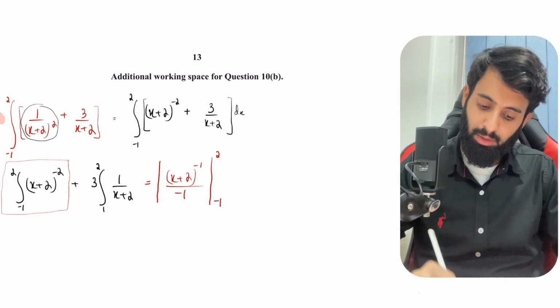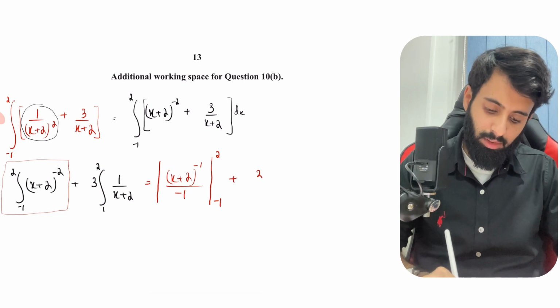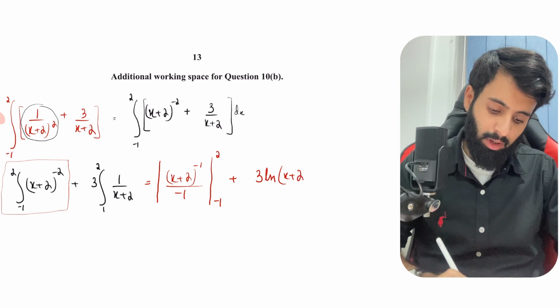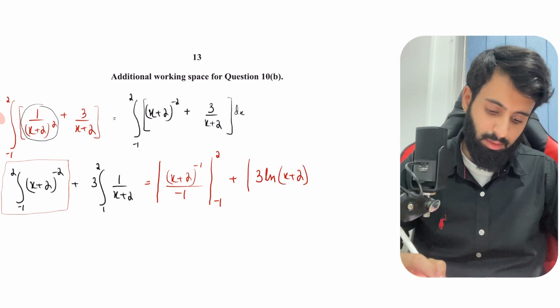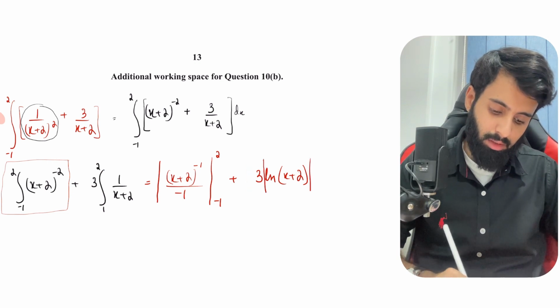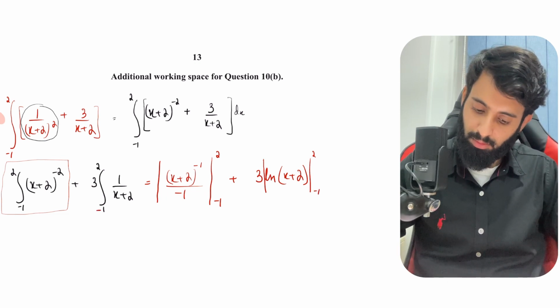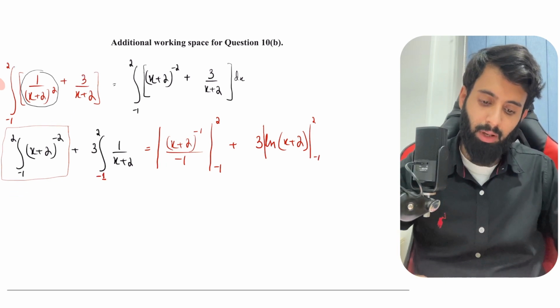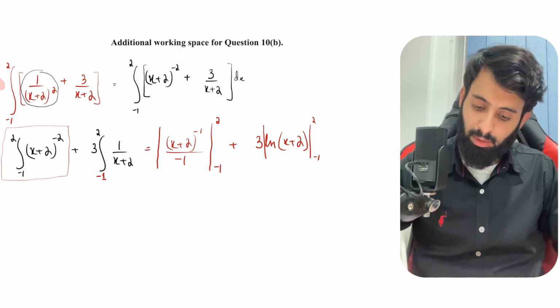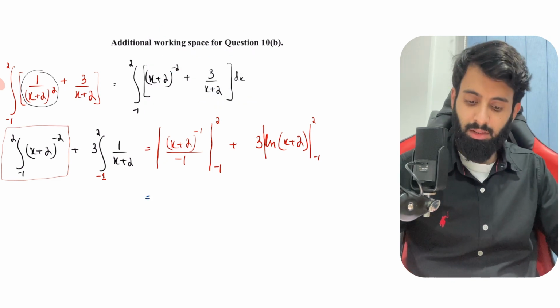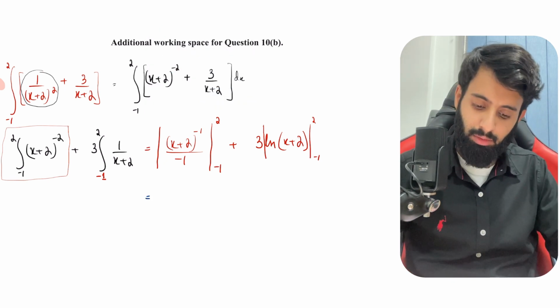So 2n minus 1 plus 3 times ln x plus 2, okay, bracket close, and then we'll plug in the limits in this also. Okay, so I'll just leave the 3 outside so that it doesn't interfere with the rest of the working. Limits 2 and minus 1. Forgot to write a minus 1 here. Okay, now, so be very careful when you're plugging in the limits, especially when you have a minus sign, okay, because that can just ruin everything.